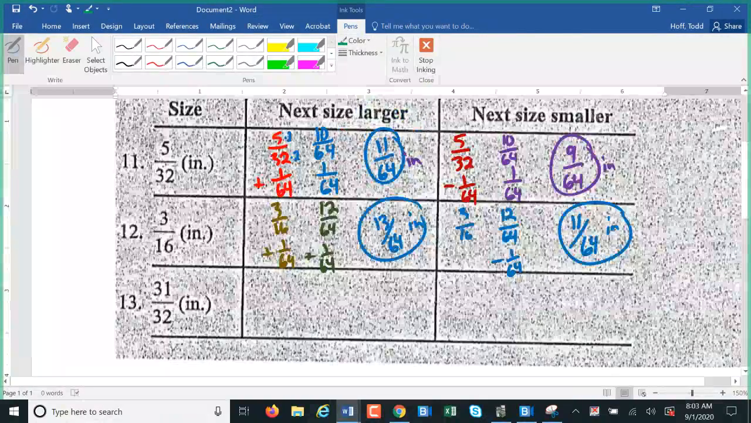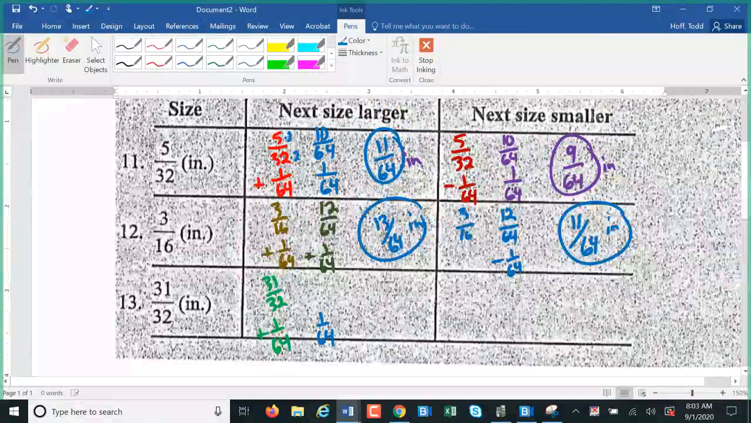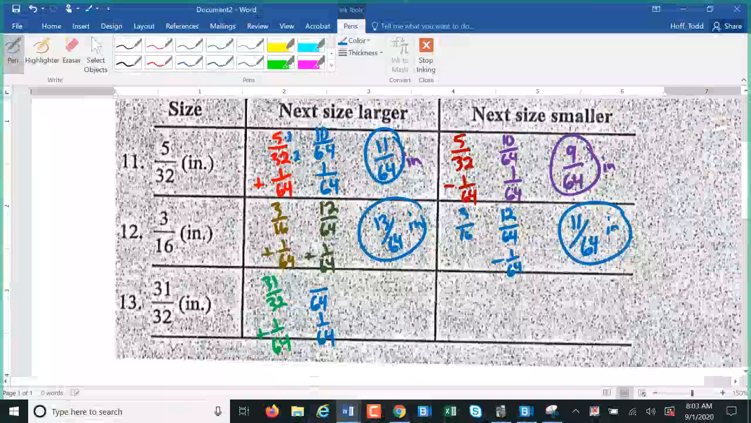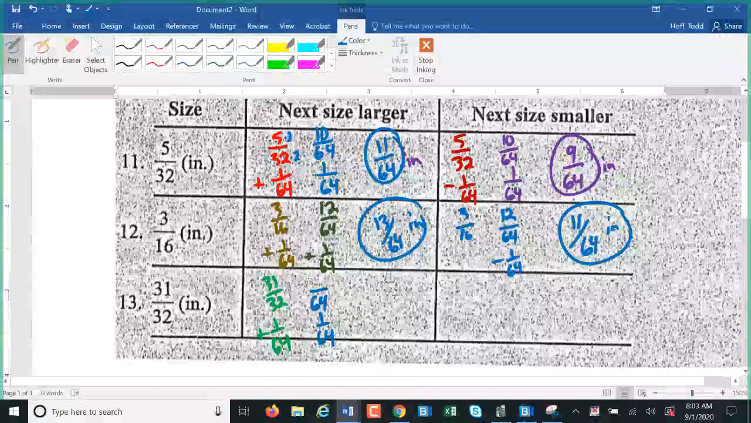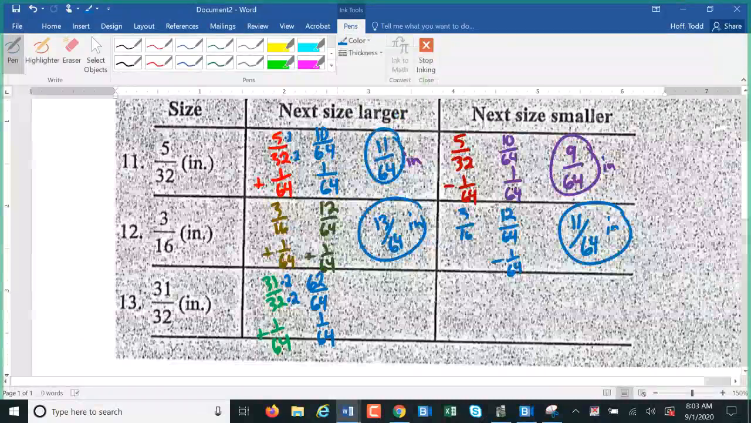So I'm going to have you guys help me out with this next one. 31/32 plus a 64th. I'll leave the 1/64th. 31/32. How many 64ths is that? "32 times 2 is 64. 31 times 2 is 62." 62. Thank you. So now we add 62 plus 1 is 63/64. That would be the next size bigger.